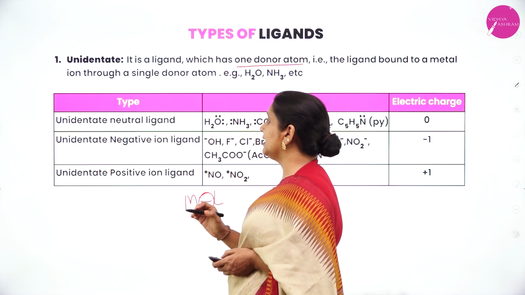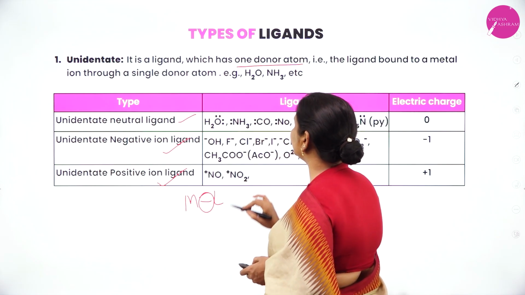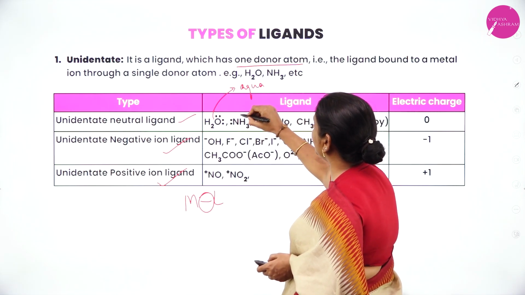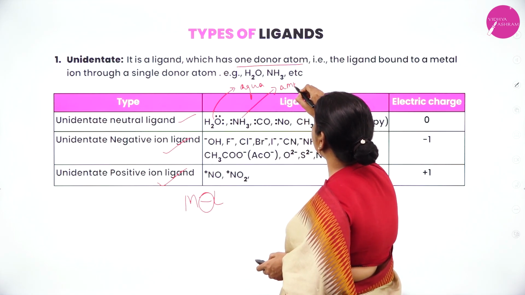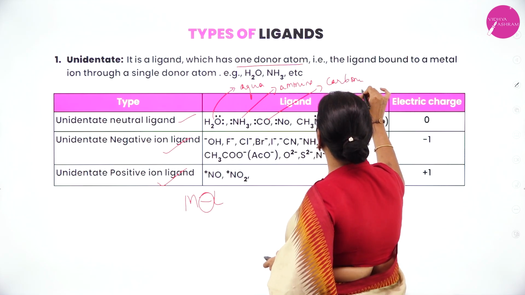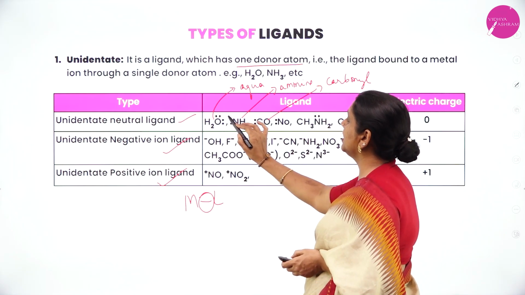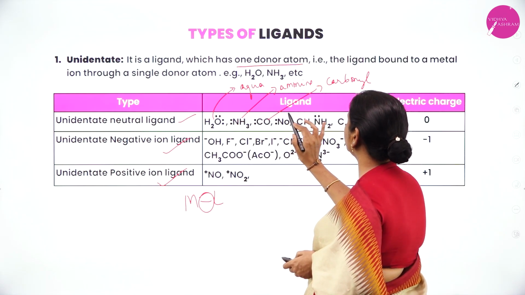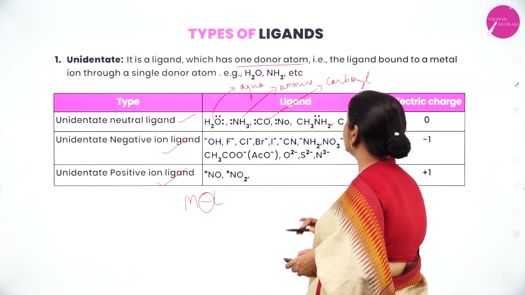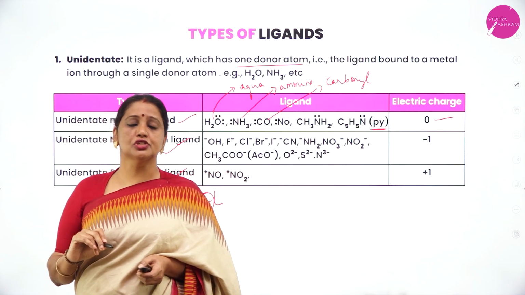These unidentate ligands, some are neutral, some are negative and some are positive. Neutral ligands: H2O, but it is not called water, it is called aqua. NH3 is called ammine, double M. CO is called carbonyl. Therefore, examples of unidentate neutral ligands are H2O, NH3, CO, NO, CH3NH2 as well as pyridine. They do not carry any charge, therefore the net charge is 0.